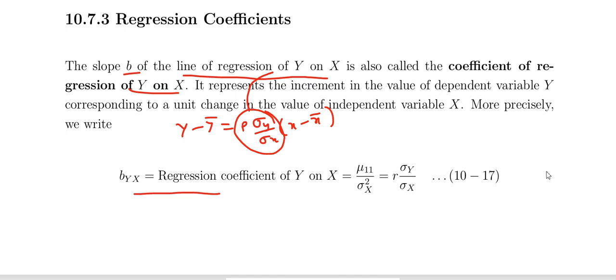Regression coefficient of y on x is mu11 divided by sigma x square. Sometimes they can ask it this way: mu11 divided by sigma x square is r sigma y by sigma x. Mu11 means r sigma x sigma y, so one sigma x cancels, and that leaves sigma y. Okay.